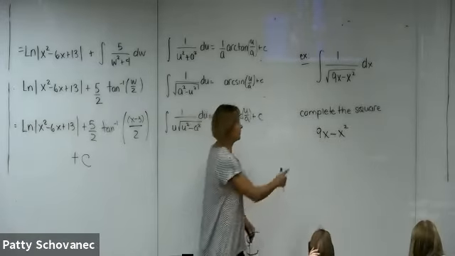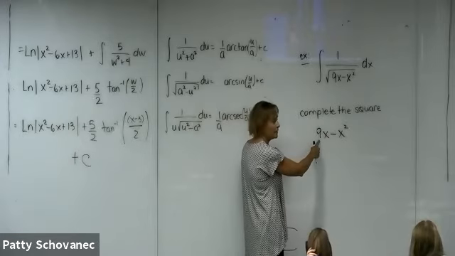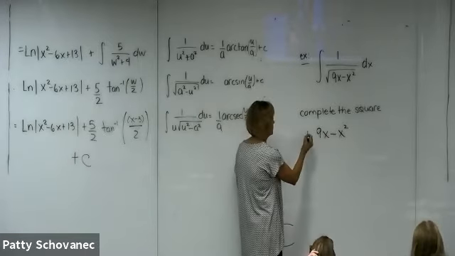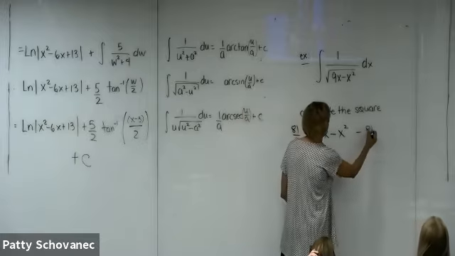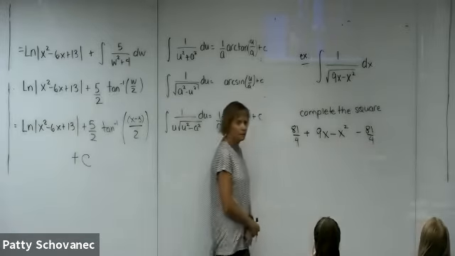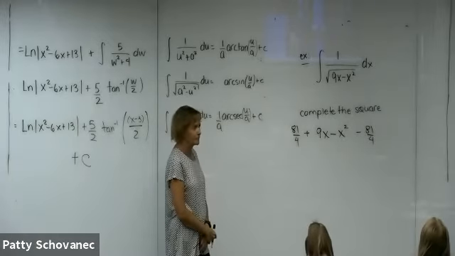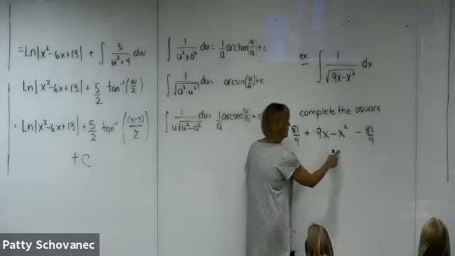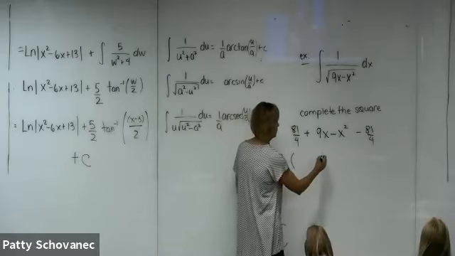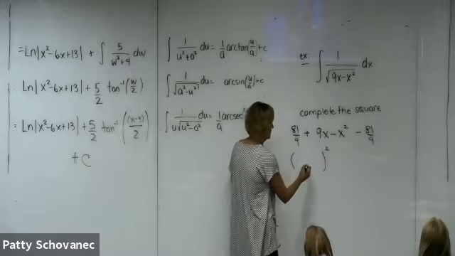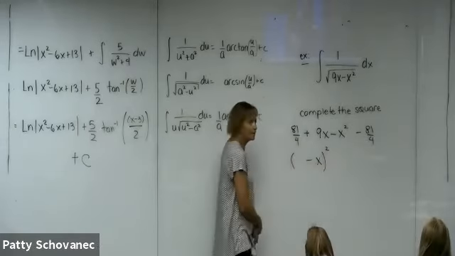Here's our middle term. Half of 9 is 9 halves. 9 halves squared is 81 fourths. So add it in, take it out. Okay? When you factor this, you should get a perfect square. And then I'd need a minus x there to get the minus x squared.